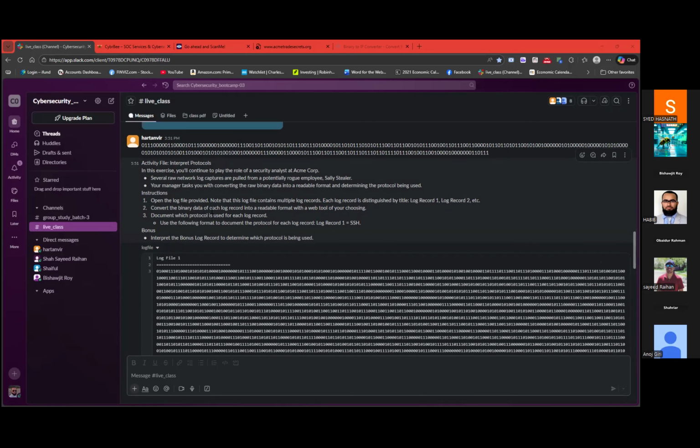Log 1. Convert the binary data of each log record into readable format with the right tool of choosing. Document each protocol. Use the following format to document each protocol for each record.